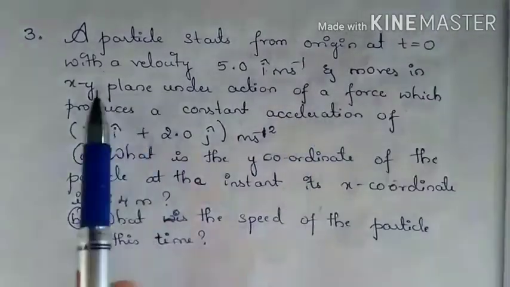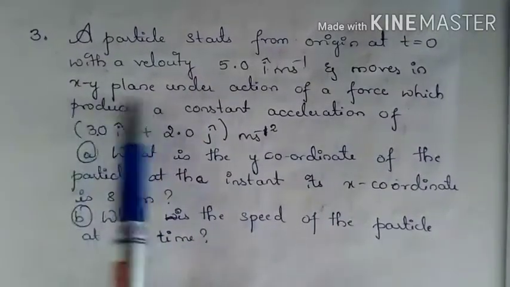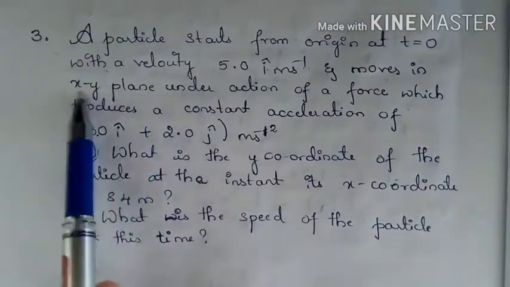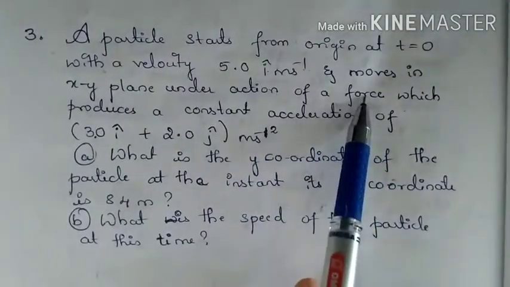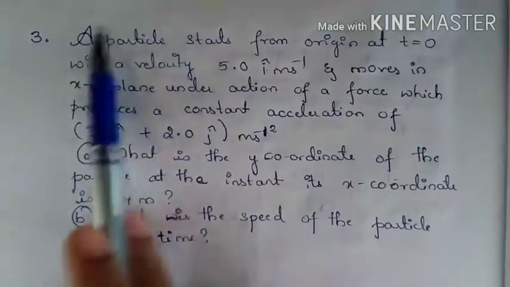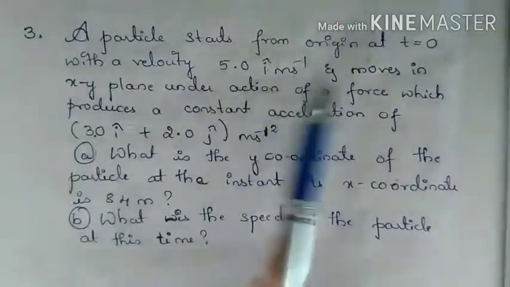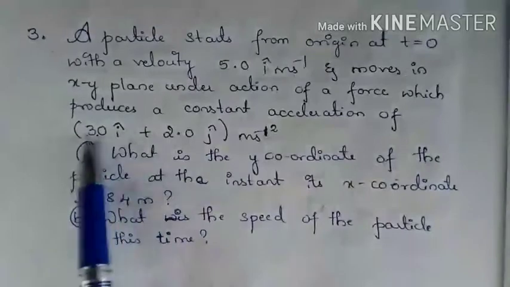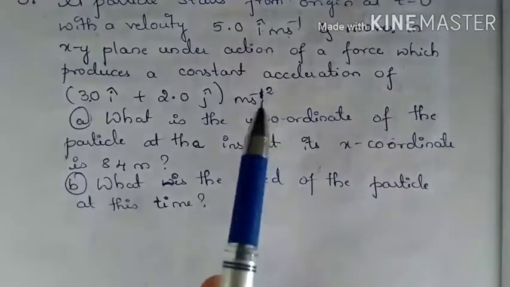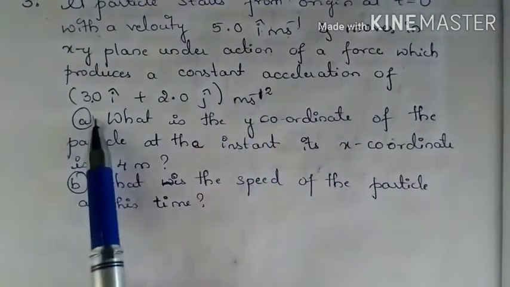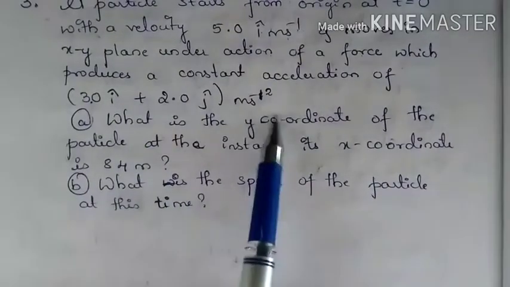Next, it moves in the xy plane. So this particle is moving in the xy plane, so it is not moving in space. The plane is given, xy plane, under the action of force. So force is applied to have the motion of the particle, which produces a constant acceleration of 3 i cap plus 2 j cap meters per second square. So acceleration is given to you as 3 i cap plus 2 j cap meters per second square.